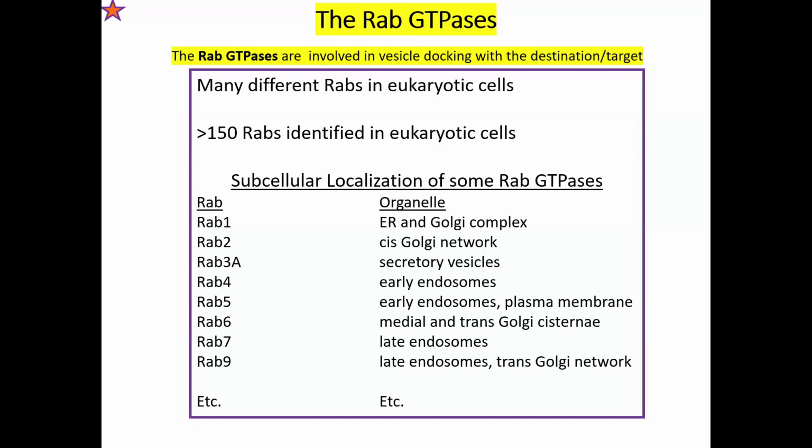If a vesicle is coated by a RAB1, then it originated from the endoplasmic reticulum. If it is going to the Golgi complex, the Golgi's cis face should have a RAB1 receptor. If it is going from the cis Golgi network, you can have a RAB2. If it is going to secretory vesicles, they will have a RAB3A. Early endosomes will have a RAB4, and late endosomes RAB9. Depending upon where exactly it is targeted, these are the different addresses.